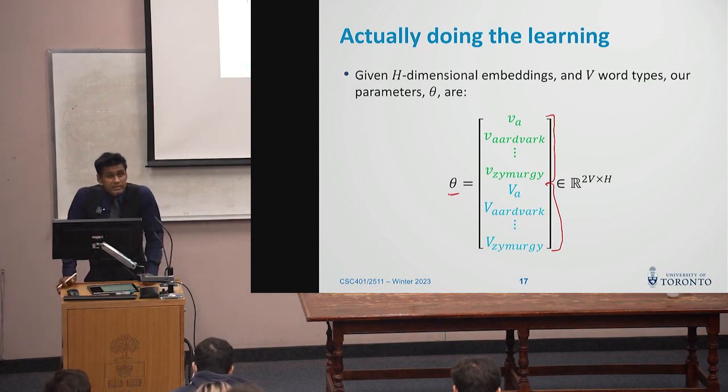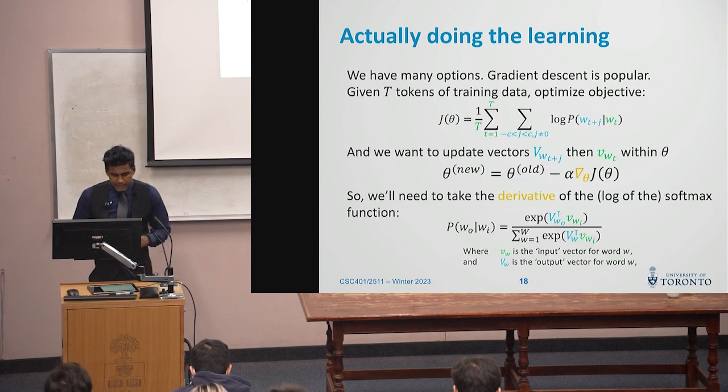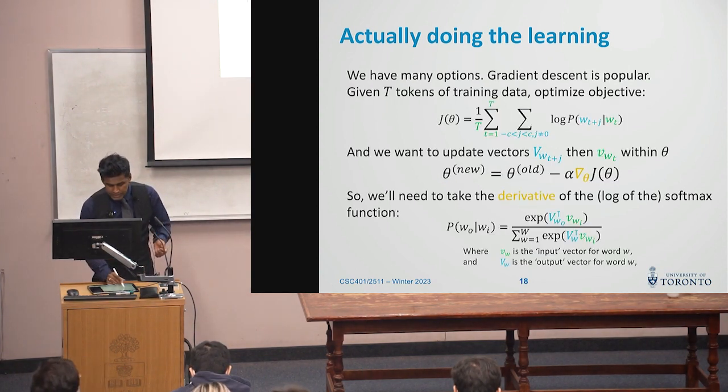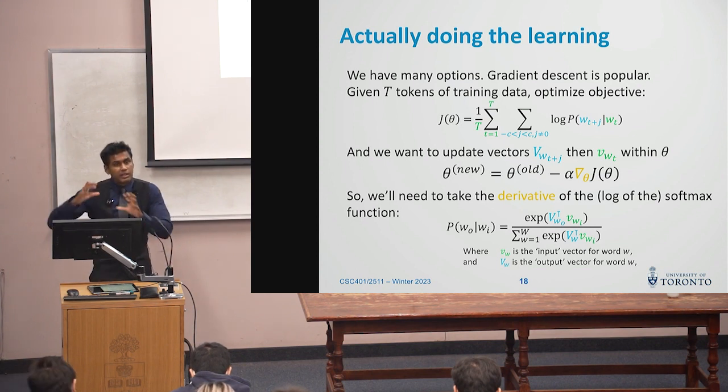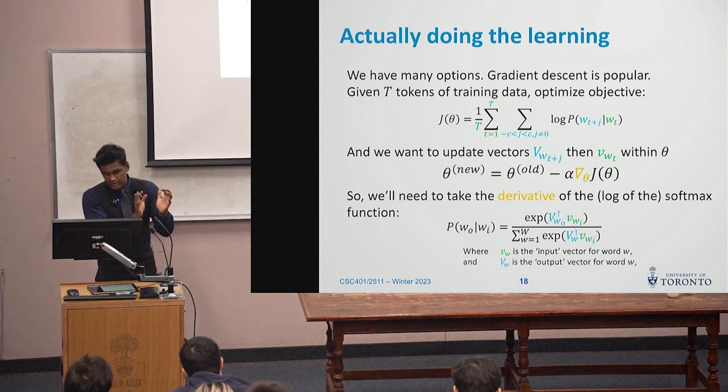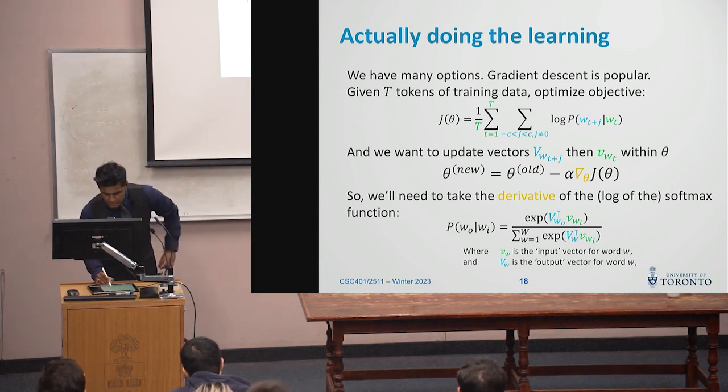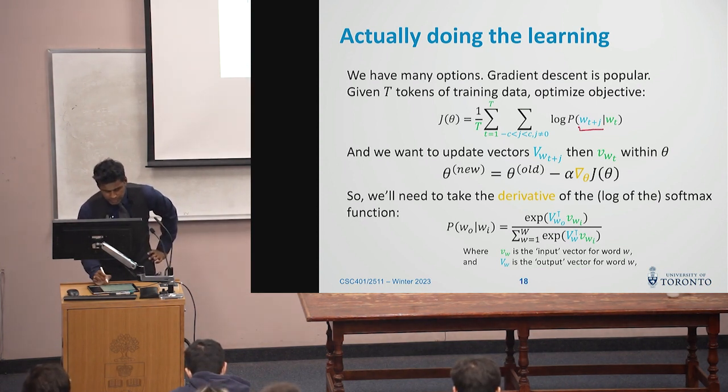We'll be using gradient descent to do the learning. Given T tokens of training data, we're trying to optimize this objective function, which is essentially, again, given the input word, the output word. We have a training corpus, so for each input token T, this should be the output word. We have samples for this, and this is what we're trying to optimize.